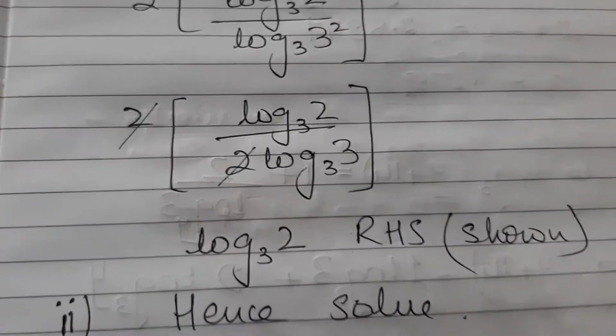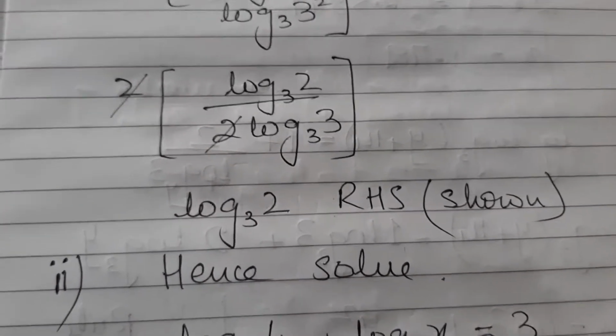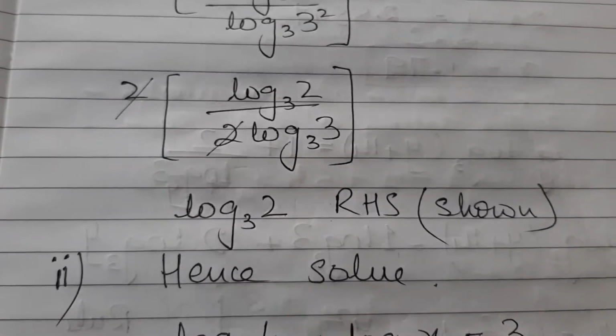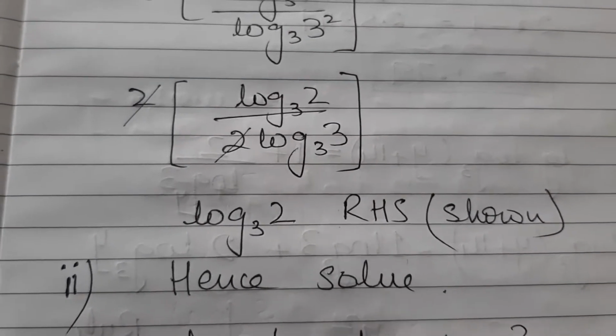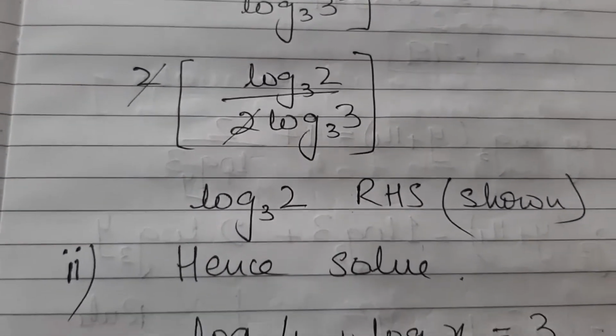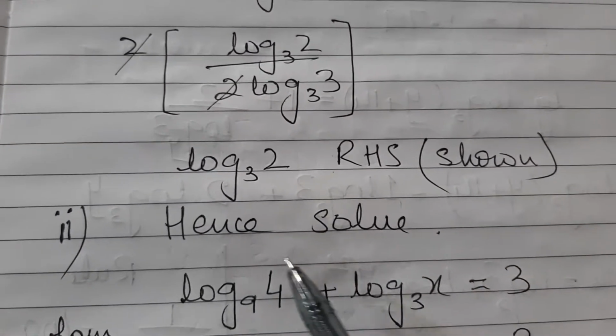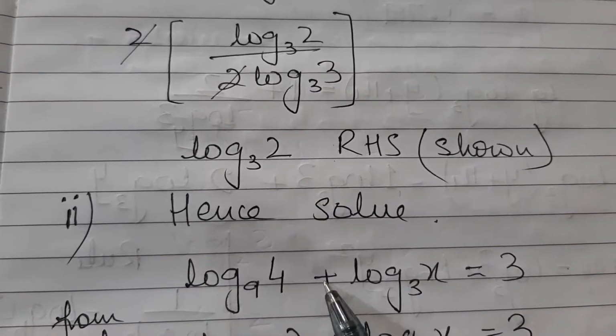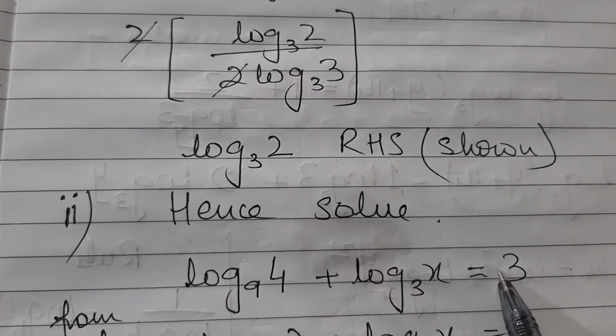So I have proven. Now part 2 of the question is saying "hence." Whenever the question says "hence," it means you have to make use of the part given earlier, right? So let's see what the question is. The question is saying hence show that log 4 base 9 plus log x base 3 equals 3.